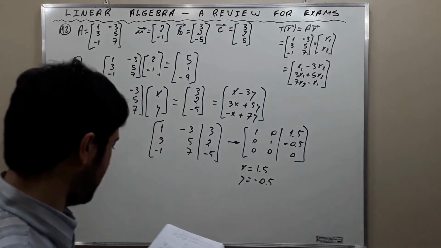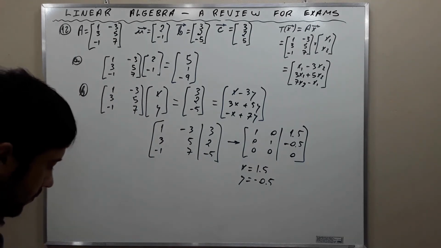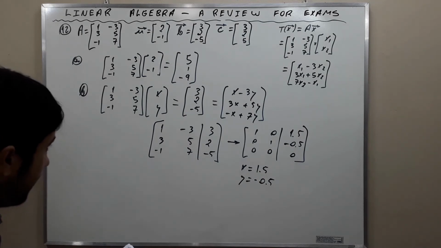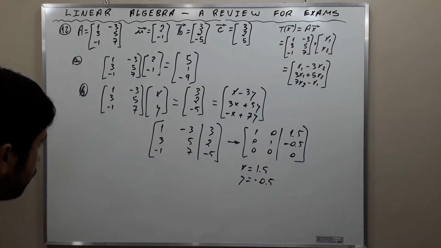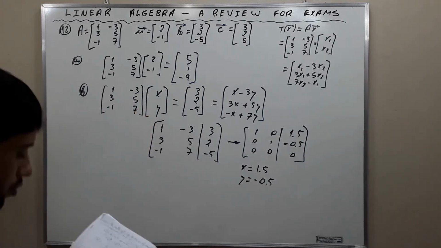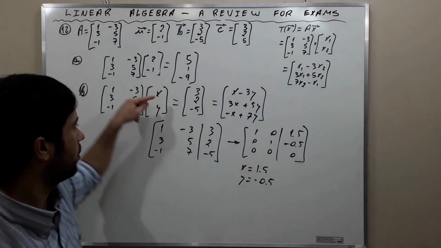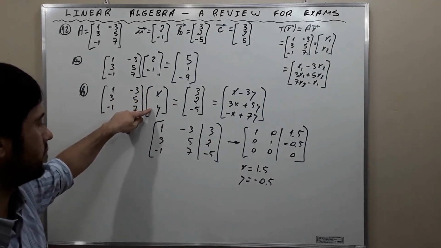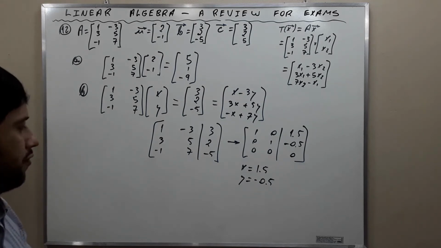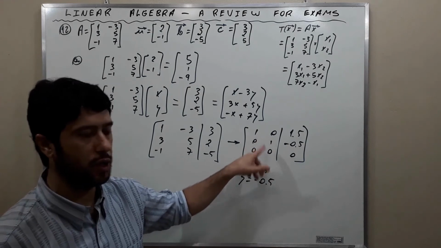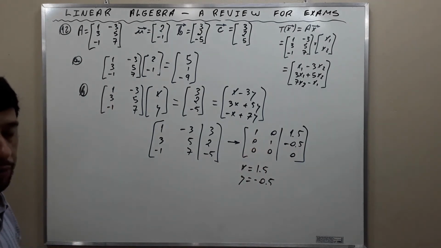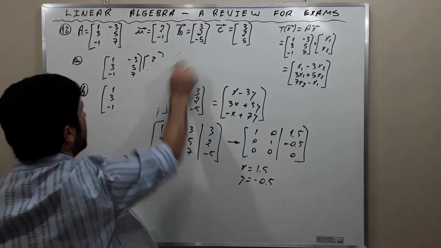Let's go now to letter C. What does letter C want? Letter C wants us to find another vector of the domain that produces B, and we have found that only this vector here, 1.5 and minus 0.5, satisfies. Had we found something different here, there would be the possibility of other vectors producing B as image. Okay, let's go to letter D.